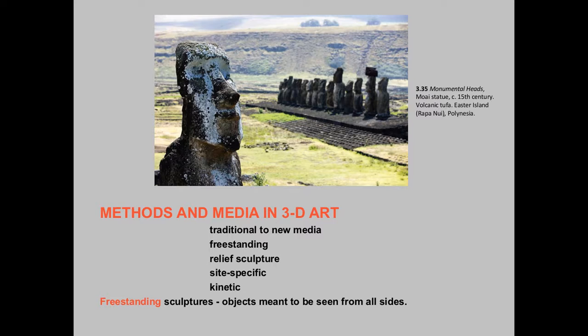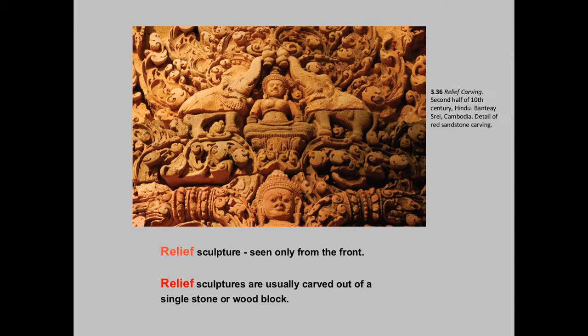So there's traditional and new material. There's freestanding sculpture. That's what we're looking at right here. There's relief sculpture, site-specific, and kinetic. Kinetic means moving. Freestanding sculptures are objects meant to be seen from all sides. So every single last thing you see on El Paseo is freestanding. You guys are going to think that it's installation or some other thing, but it is only freestanding. If you can walk all the way around it, that's what that is.